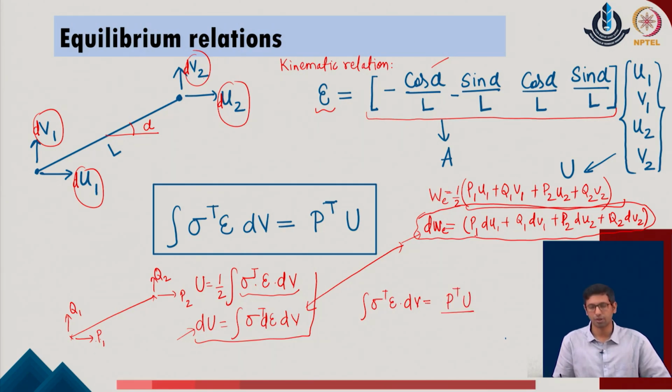I am writing P transpose over here, which simply means that it can be adopted with respect to all four components P1, Q1, P2 and Q2 in the given system. So, all four components of the nodal force values have been identified in vector form, defined by the force vector P in the given system, and U also defines a vector represented by the nodal displacements U1, V1, U2, V2 in the given system.